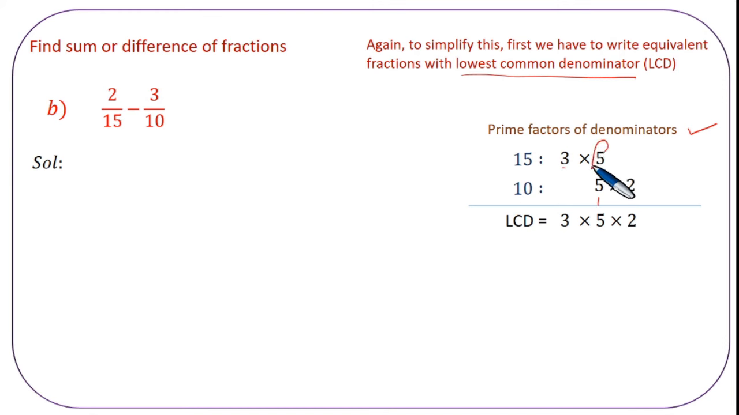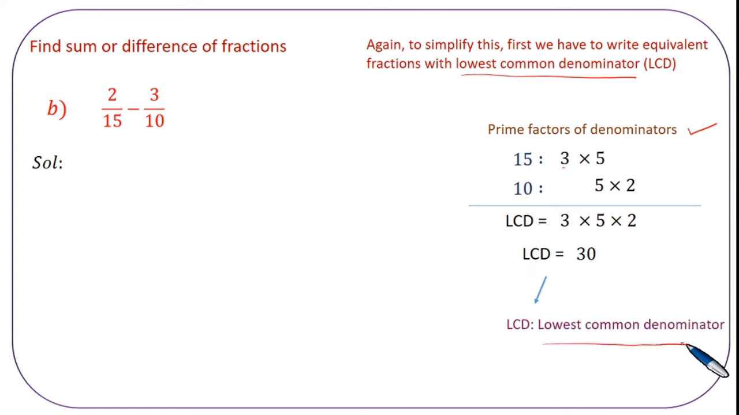This 5 is the same, so we write it only one time. 3 times 5 is 15, and 15 times 2 is 30. So the LCD is 30. This LCD is nothing but the lowest common denominator. We got the lowest common denominator. Now we have to make the common denominator 30.